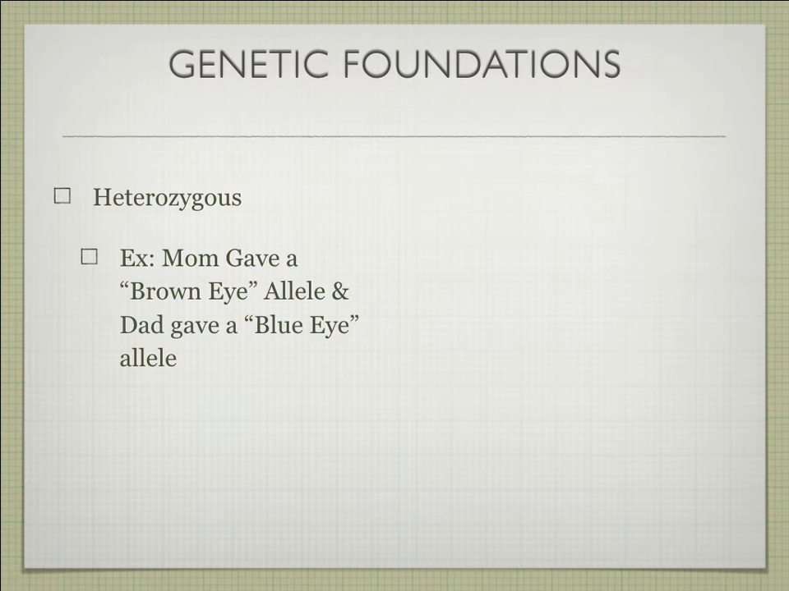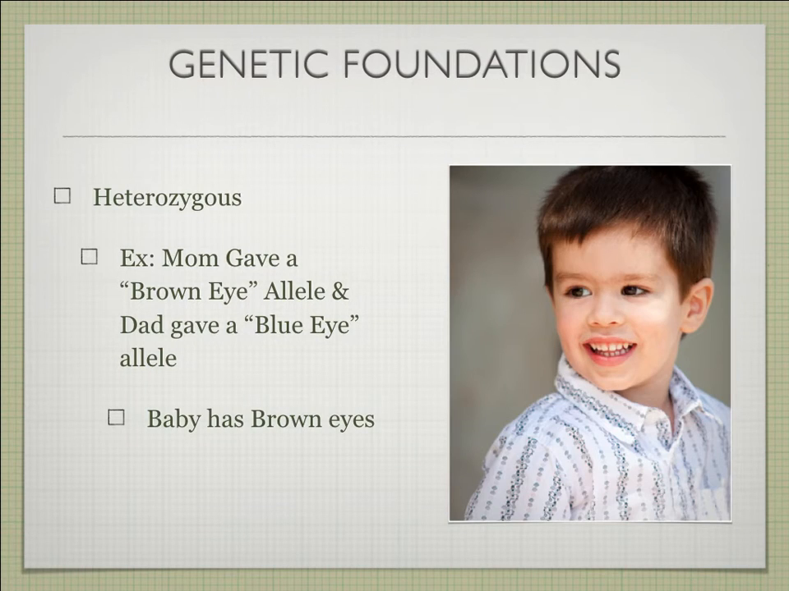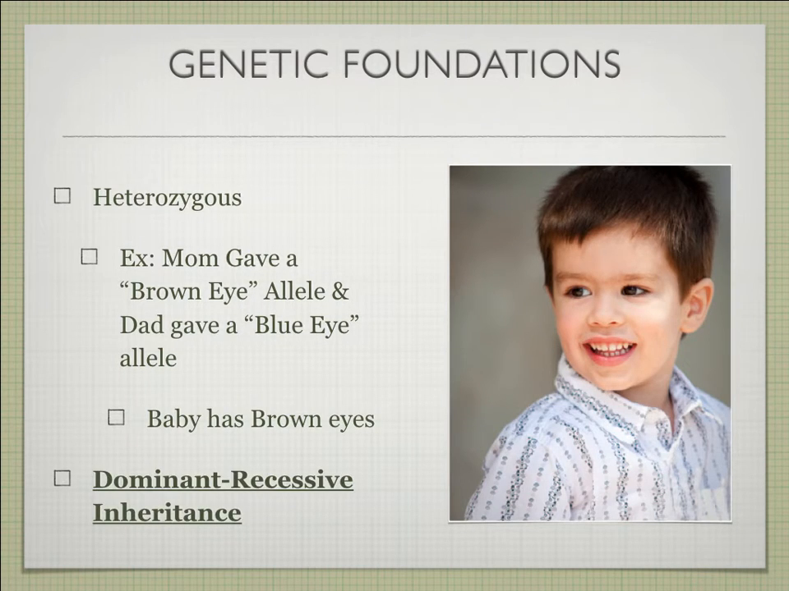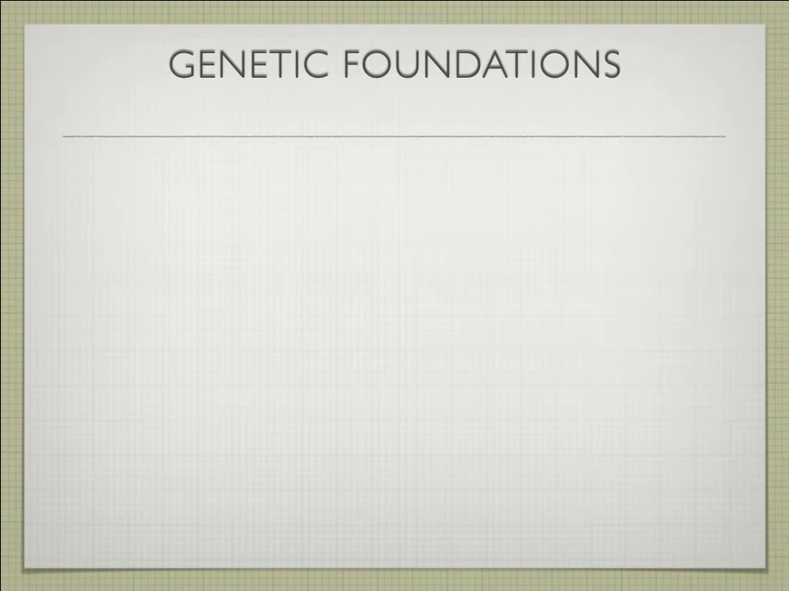So here's an example. Again, mom gave a brown eye, dad gave a blue eye, baby will have brown eyes. Okay, and this is what's called dominant recessive inheritance. So you have this dominant and recessive gene. You have both of them, but the dominant is going to be what's expressed in that phenotype, whereas your genotype has both the dominant and the recessive gene. Okay, so that again, that's dominant recessive inheritance.